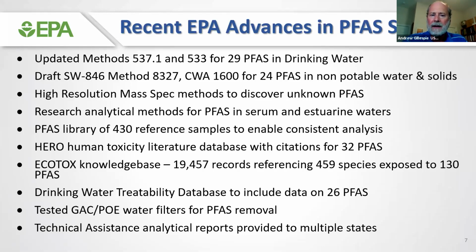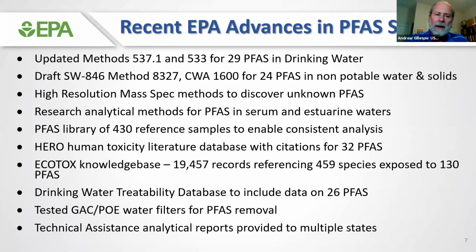We've got some online databases that are available. So there's a HERO database for human toxicity literature that has citations for 32 different PFAS chemicals. You can go on our EPA website and get access to HERO to get that information. And the EcoTox knowledge base, for those of you that work in ecotoxicology, currently has about 19,000 records that address 459 species and 130 different PFAS chemicals. And this is something that we're adding to every quarter. We continuously search the literature and try to keep that up to date.